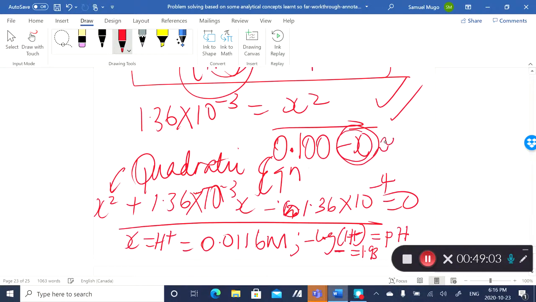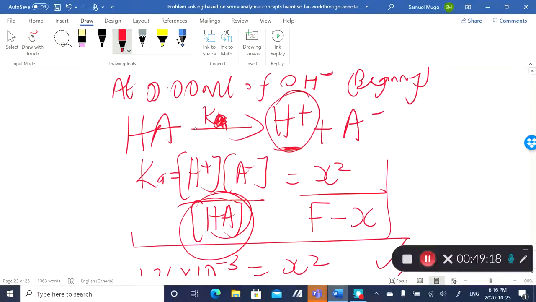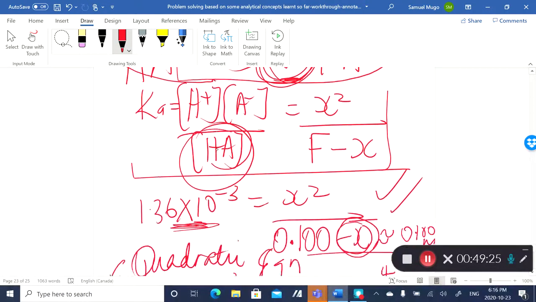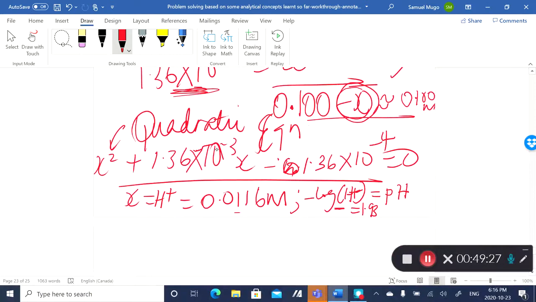Now maybe somebody is asking, why didn't we neglect this x like we've always done? Why didn't we say this is approximately equal to that? The reason we did that is because the Ka is fairly large, and so the dissociation in this case is fairly significant. The K for this reaction is fairly large, and so you're going to be making quite a bit of hydronium ion in this case. But nonetheless, you're going to see it's very close to that number, even when you solve the quadratic formula.